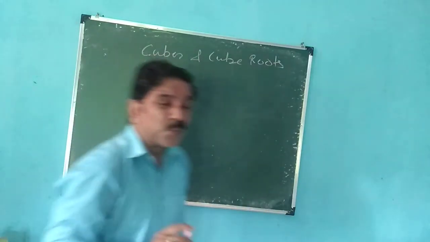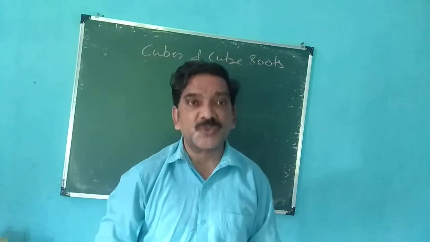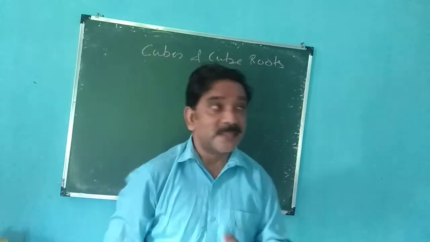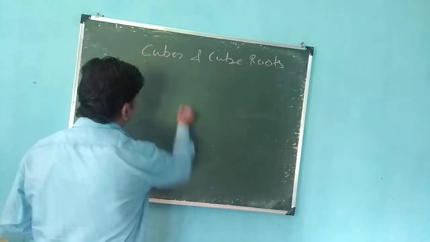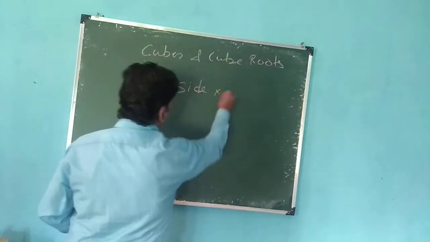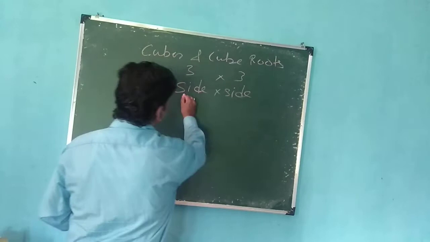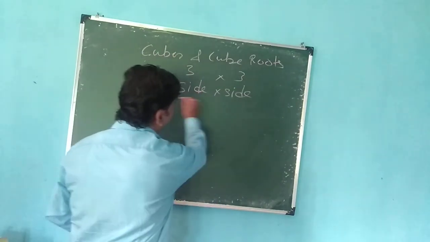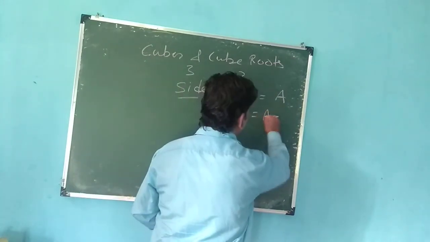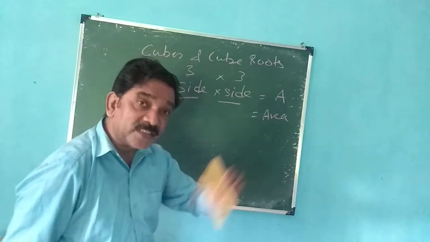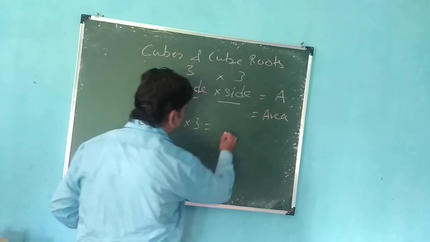Now what was the basic idea, or the objective, of teaching you square? When we multiply a number with itself, we are doing side into side, let us say 3 into 3, side 3 into side 3. This side into side is nothing but area. Now what happens in case of cube? Let me take this 3 once again: 3 into 3 into 3. So this will become volume.